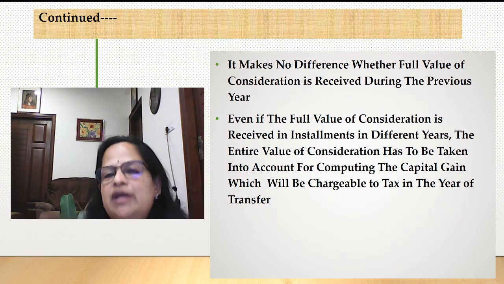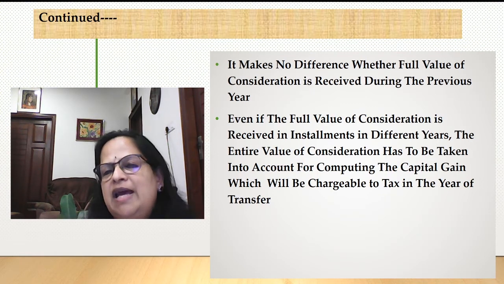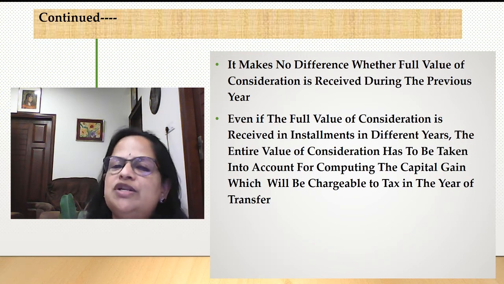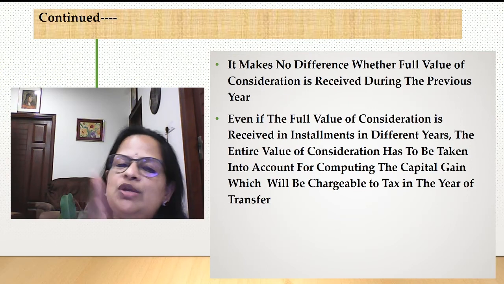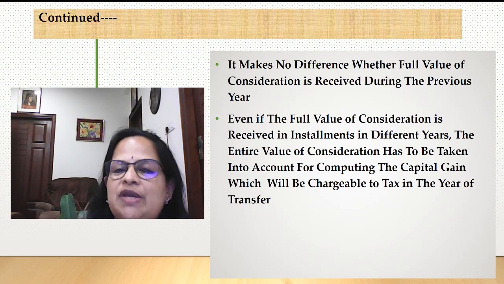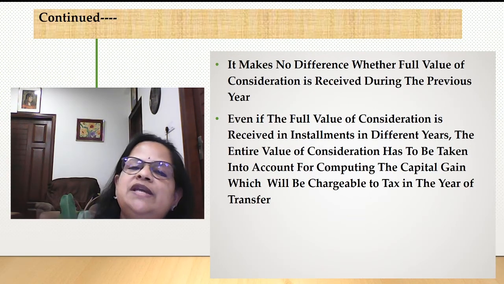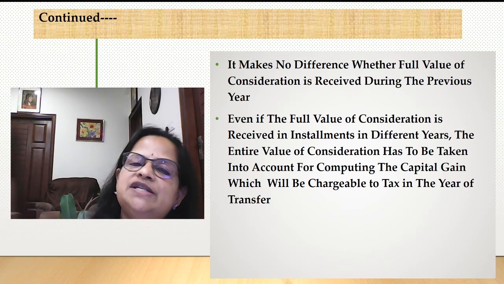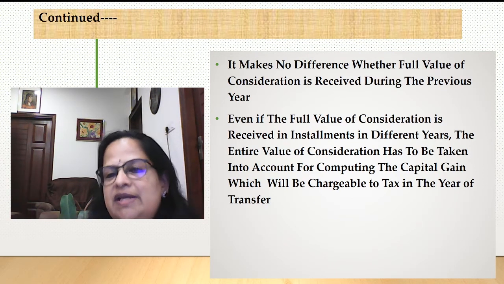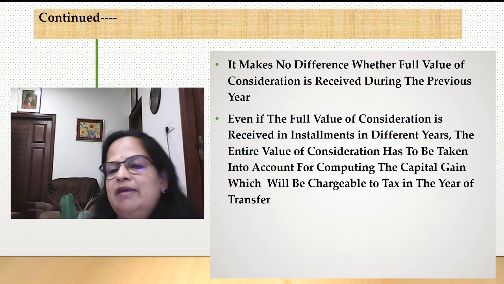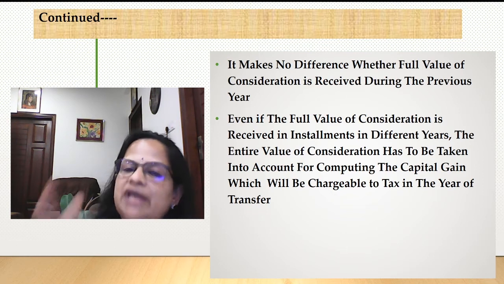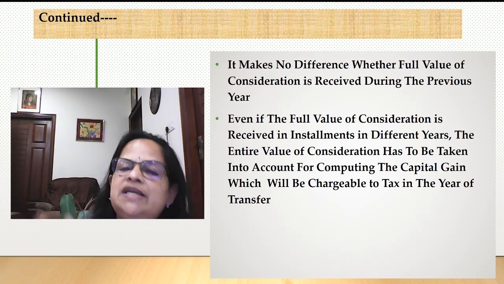See, that is why usually if it's a big sale, land or building or anything, where a huge amount is involved, nobody can arrange money all of a sudden. So what they will do, they will split it into different installments. That is what the next point is saying. Even if the full value of consideration is received in different years, the final transfer of ownership will take place when the other party gets the full payment. So the entire value of consideration has to be taken into account for computing the capital gain, which will be chargeable to tax in the year of transfer.